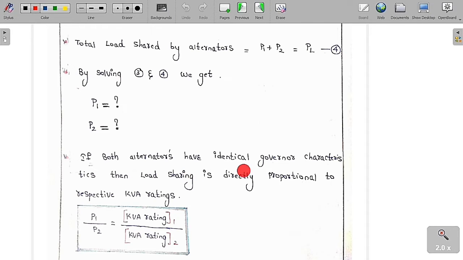If both alternators have identical governor characteristics, then load sharing is directly proportional to their respective KVA ratings. So this is a very important point that you always have to keep in mind. Whenever both alternators have the same identical governor characteristics, then definitely we can say that the load sharing is directly proportional to their KVA rating, which is P1 by P2 is equal to the KVA rating of the first alternator by the KVA rating of the second alternator. This is only possible when both alternators have the same identical governor characteristics.